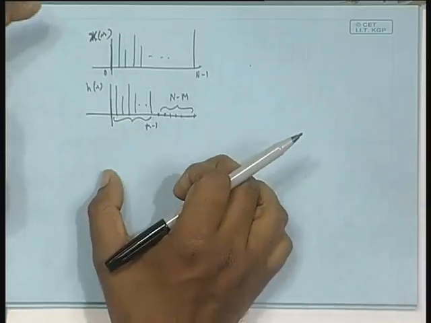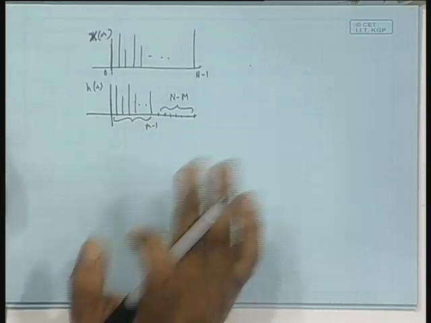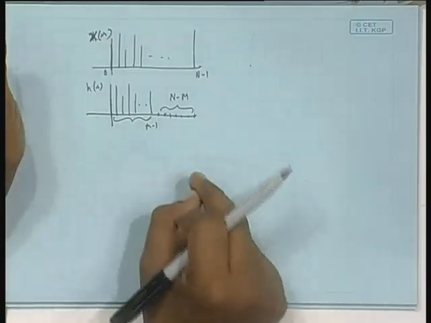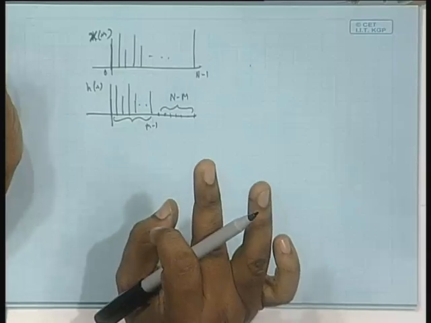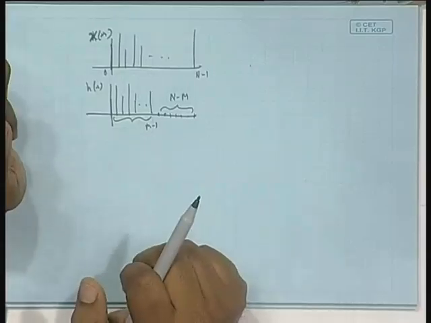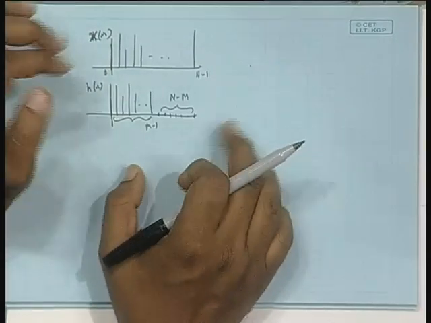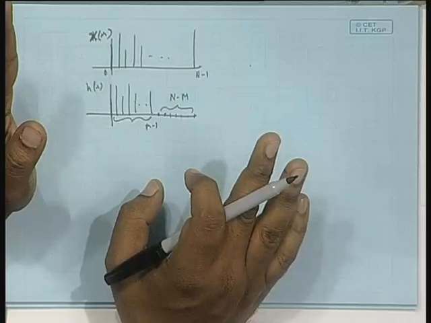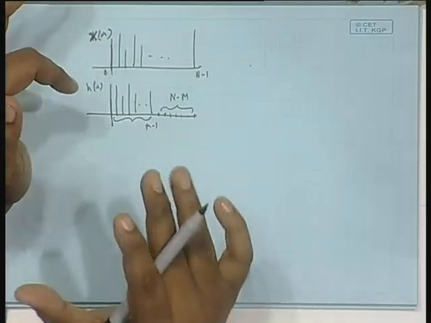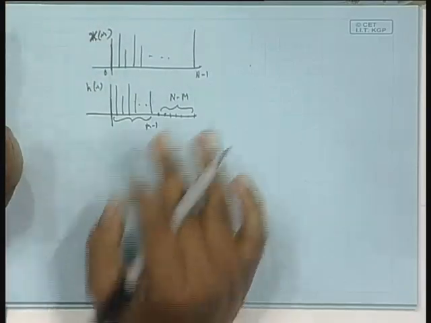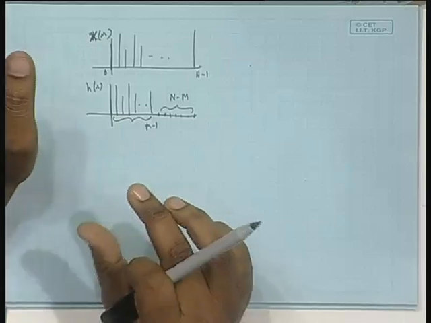Whatever I get, that is an n point sequence. Is at least part of it correct, or is there no point where I get the correct linear convolution? Everywhere I have the error component. But we will see that part of that output gives you the correct linear convolution result, and some portions you will get the wrong result, and we will identify where it is correct and where it is wrong. Okay.